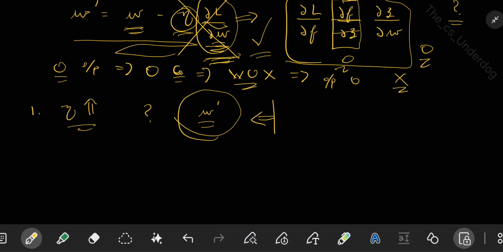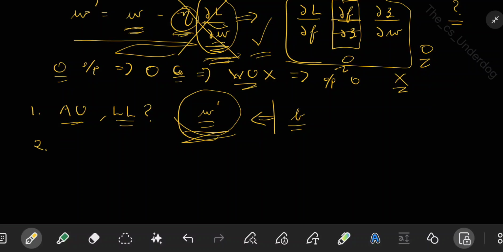The same way weights are updated, bias will also be updated. Bias can also get the same wrong update. This is one scenario, when you do aggressive updates using a large learning rate. Okay, aggressive update using a large learning rate. This is the first scenario.